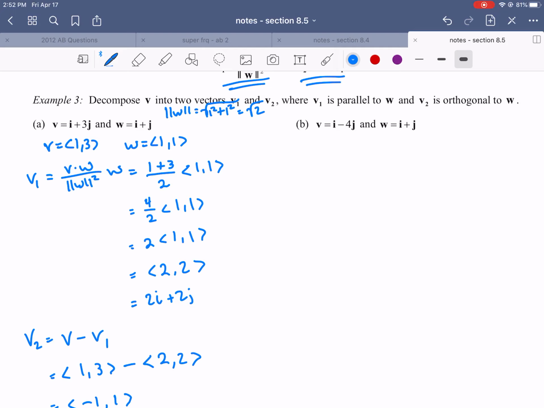Okay, for letter B, here are your answers. You've got v sub 1, which is going to equal negative 3 halves i minus 3 halves j. And v2 is going to equal 5 halves i minus 5 halves j. So if you have any questions about that, please feel free to ask.